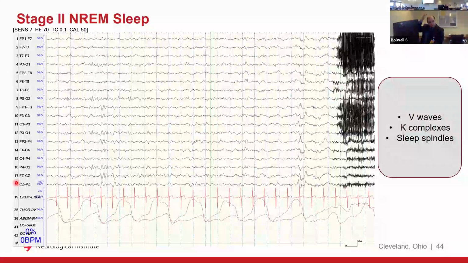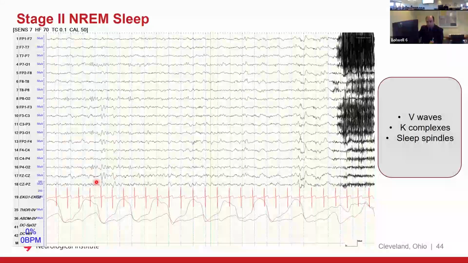CZ is usually the maximum negativity. So if you look at this way, for example, here, you see FZ to CZ is a downward deflection and CZ to PZ is an upward deflection. It's called a negative phase reversal. CZ is the highest negativity. This is a very typical distribution of a B wave, also called a vertex wave.